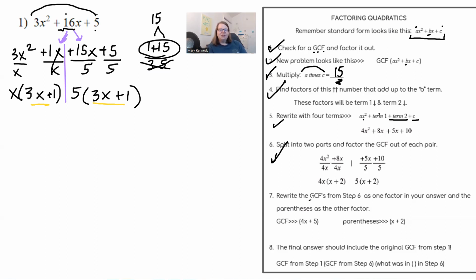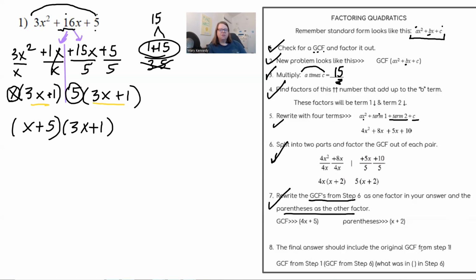Step 7, rewrite the GCFs from step 6. The GCFs are what we just divided by, x and 5. Rewrite that as one factor. So we're going to put x plus 5 in parentheses. And the parentheses is the other factor. So the parentheses up here was 3x plus 1. All right. That's step 7.